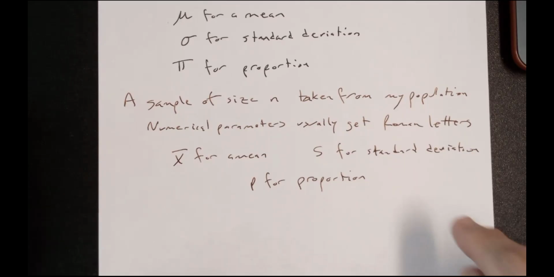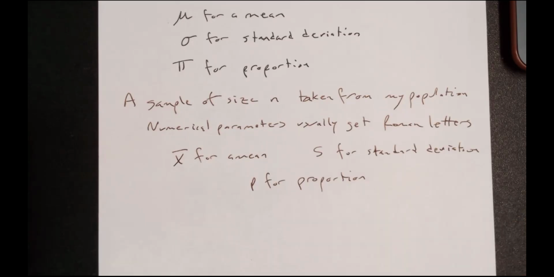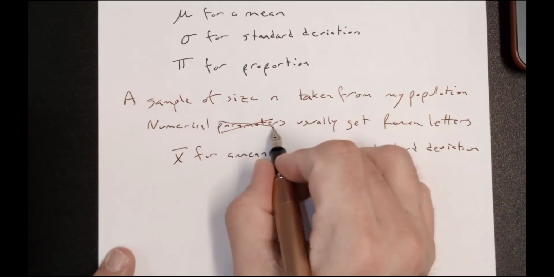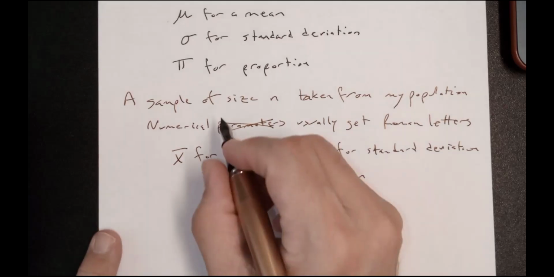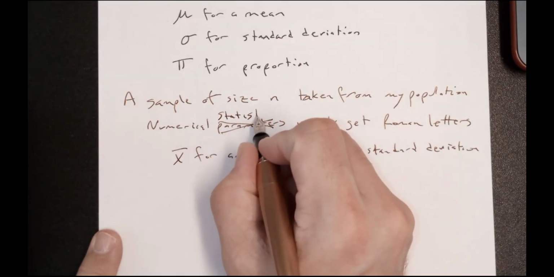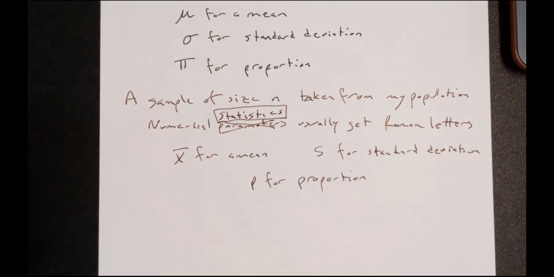The things we get, these things, shouldn't really be called parameters anymore. Parameters are for the whole group. I need to change that word. Yeah, let's scratch that out. A parameter describes my whole group. If I'm just looking at a subset, my sample, we're going to call this a statistic. So something I actually calculate for my sample is a statistic.